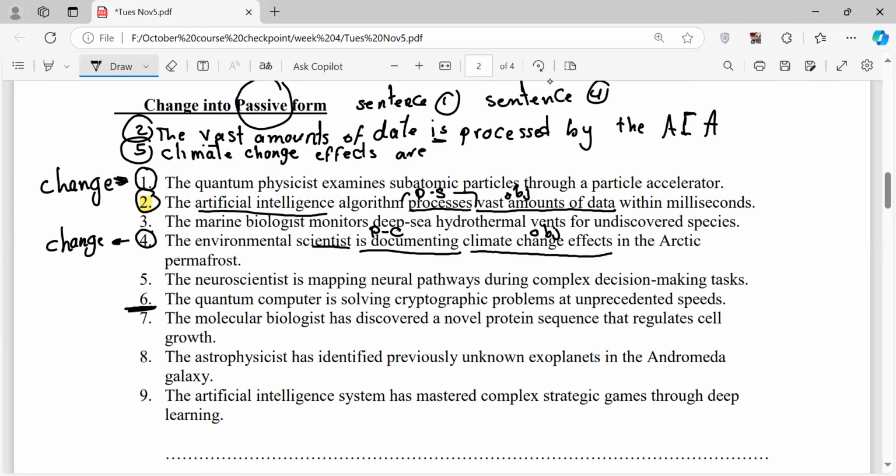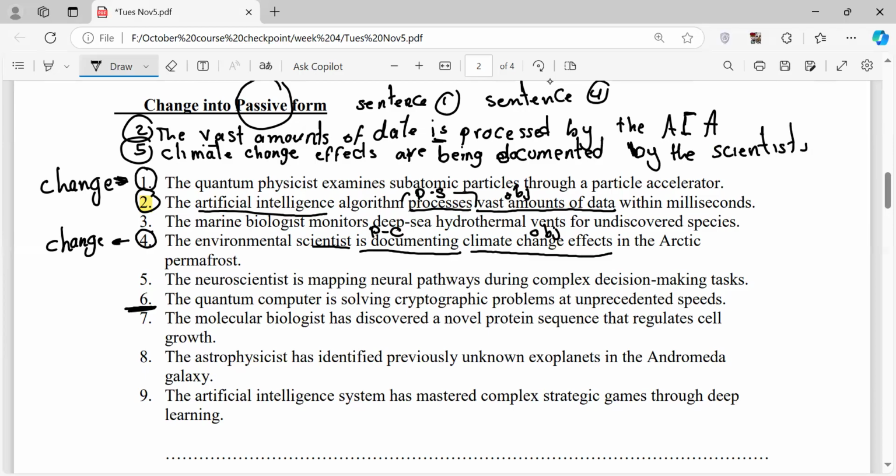The sentence is present continuous. So follow the rule of present continuous. What is the rule? Am or is or are, then being, then verb three. Documented by who? By the environmental scientists.